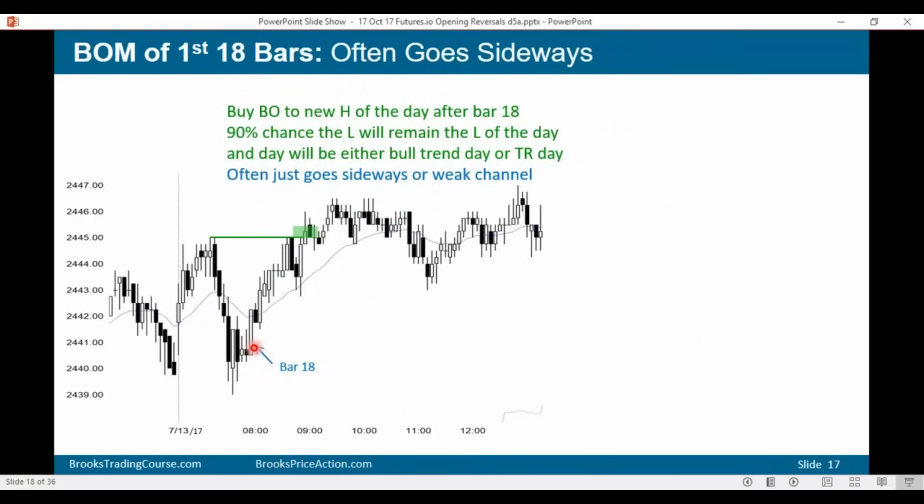All right, so here's bar 18. A lot of trading range trading, sideways, sideways, a lot of prominent tails. The rally is weak. It lacks consecutive big bull trend bars. We have a bull bar, then a bear bar, a bull bar with a tail, and then small bull bars that are sideways. When you get the 18 bar breakout, yes, 90% chance this will remain the low of the day. However, when there's this much sideways trading, chances are we're not going to have a bull trend. Chances are the day will remain mostly a trading range day.